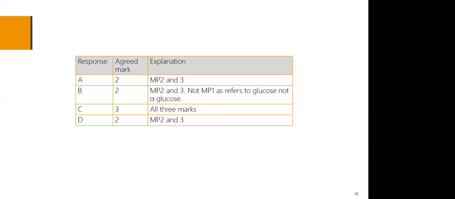And then response D gets 2 marks. It's got the glycosidic, the comparison of the bonds, and by saying that they've both got 1,4 glycosidic bonds, they get the similarity and the difference.